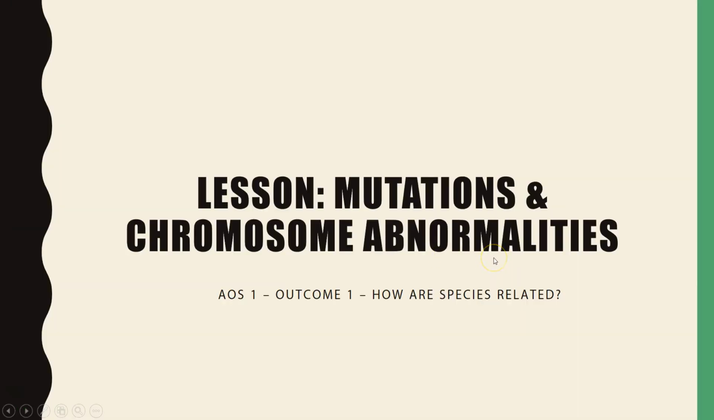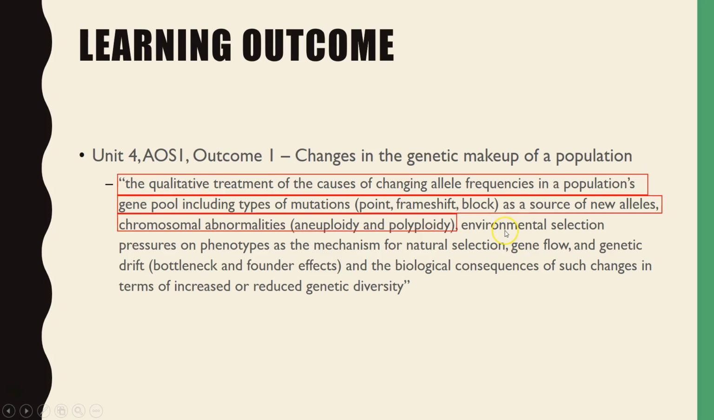In this lesson, we're going to be covering mutations and chromosome abnormalities, and this is under Area of Study 1, Outcome 1, How are species related. So specifically, we are going to be talking about the qualitative treatment of the cause of changing allele frequencies in a population, including gene pools and types of mutations such as point mutations, frameshift mutations, and block mutations, and how these form new alleles, as well as chromosome abnormalities like aneuploidy and polyploidy.